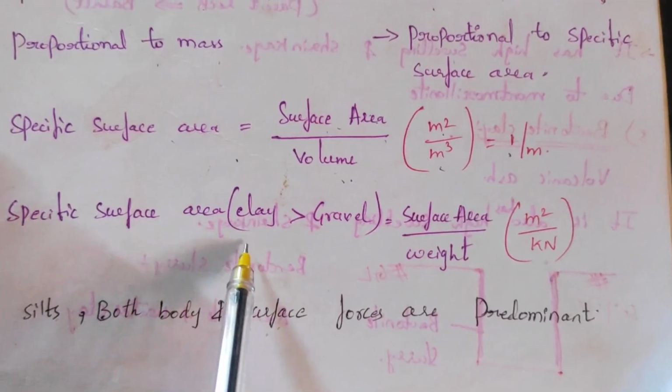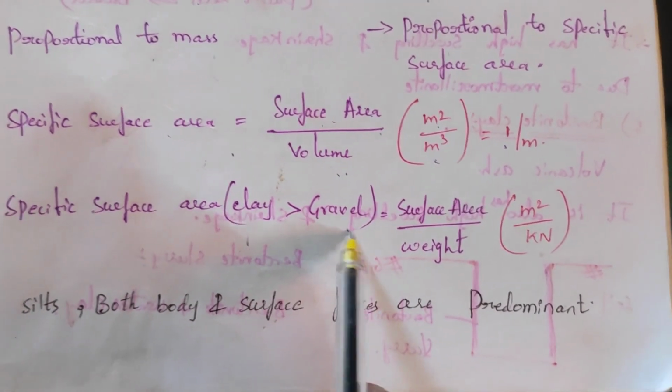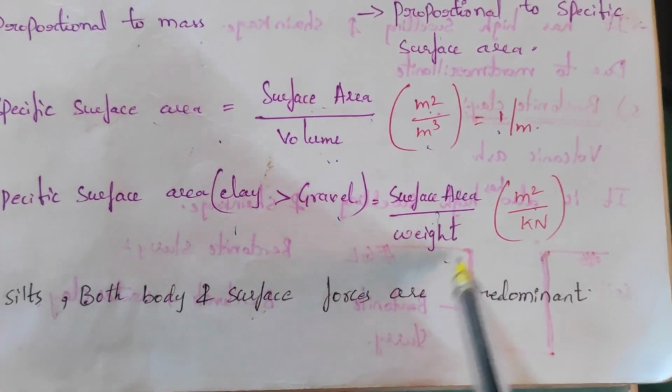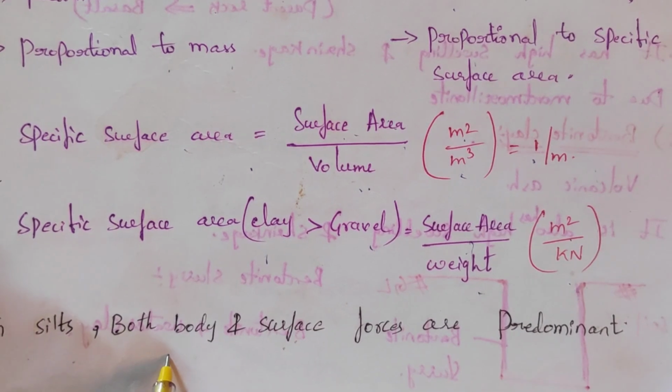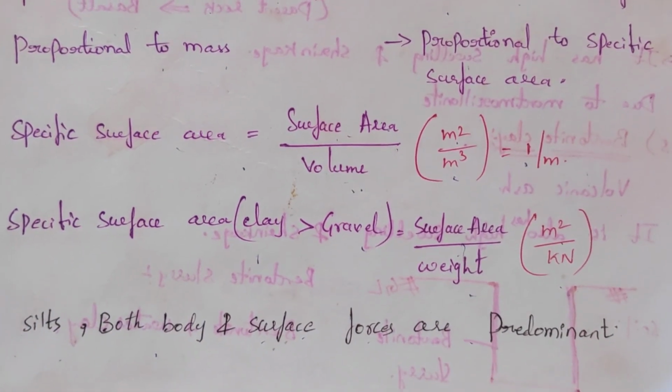Next, specific surface area: clay is greater than gravel. That is surface area by weight, meter square by weight units, kilonewton, meter square by kilonewton. In silts, both body and surface forces are predominant.